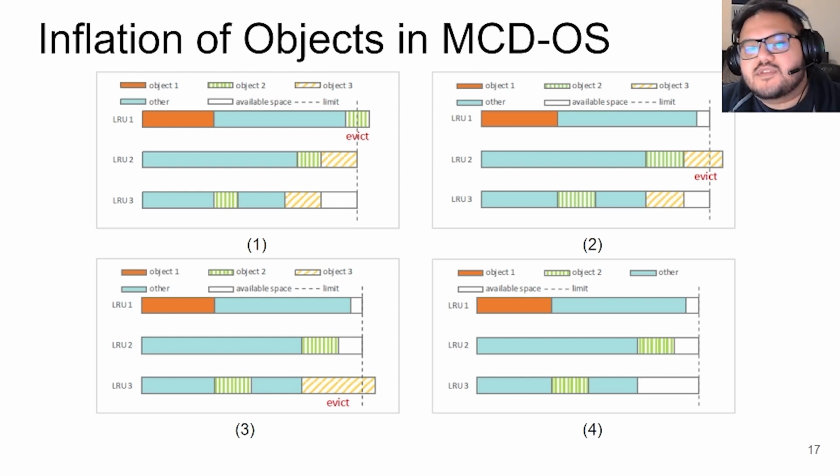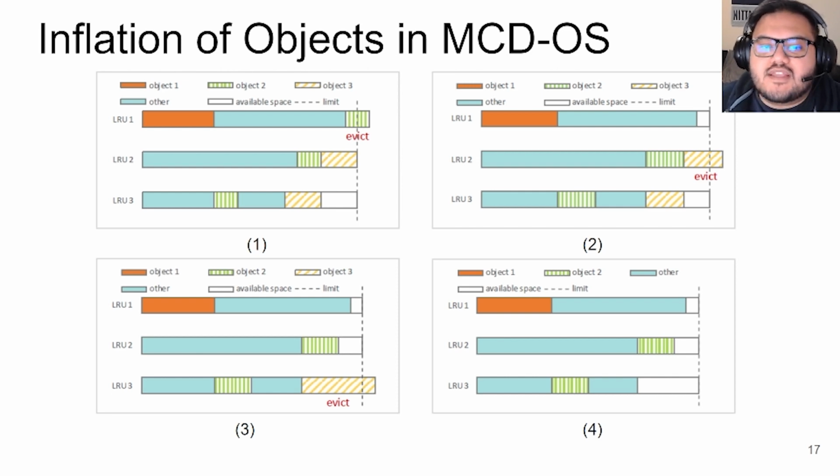Looking at this time series of figures, we see that the insert of object 1 in LRU1 has caused a violation in terms of the space allocated for LRU1. Hence, an eviction of the tail object is needed, which is in this case object 2. This eviction caused an increase in the virtual size for object 2, hence we use the word inflation, and then as a result a violation in terms of the space allocated for LRU2, causing another eviction in LRU2, and so on and so forth.